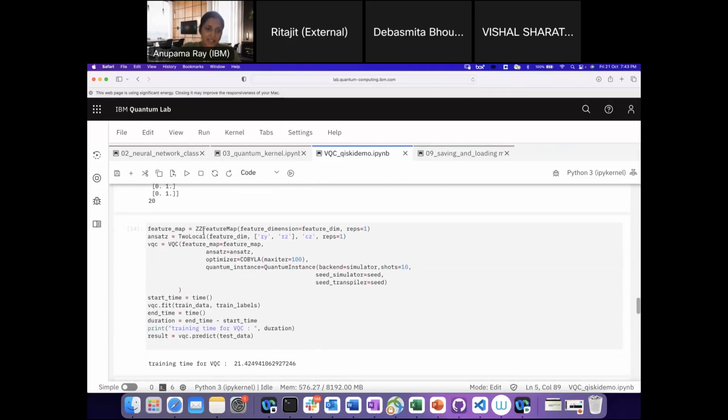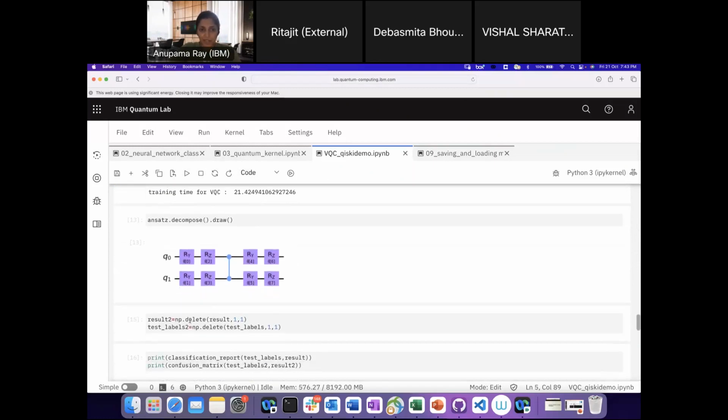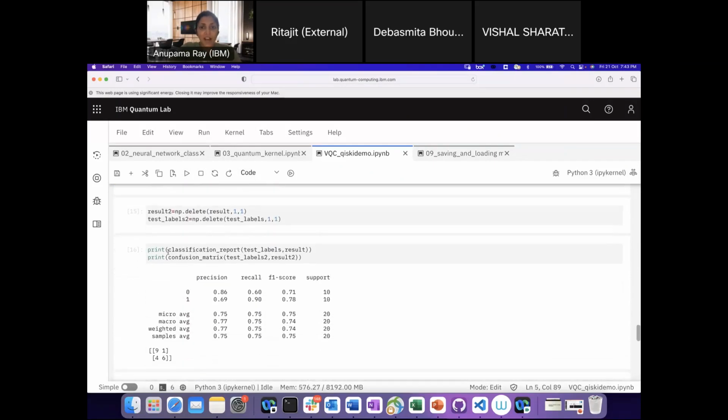You can do all of that. And then I take a ZZ feature map, TwoLocal, VQC, train it, test it. We can print the training time, testing time, decompose and draw the ansatz and do all of that. After that, we can print the classification report. This classification report is a function from scikit-learn. This confusion matrix is a function from scikit-learn. This has nothing to do with quantum. So once you have this model trained, you can do all of these on top of it.